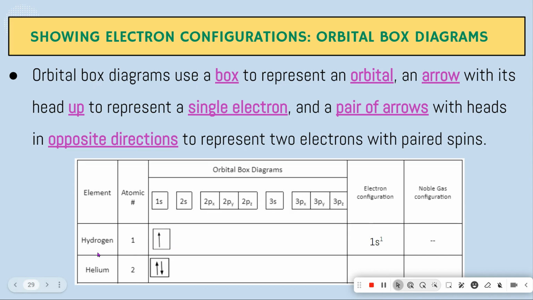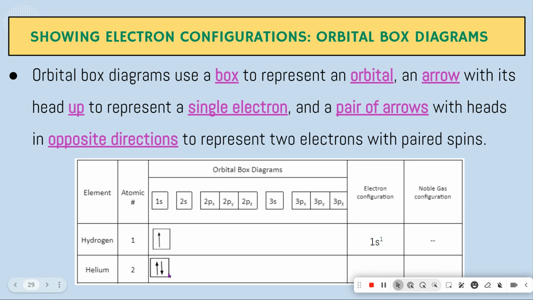Okay, so for example, the first element on the periodic table is hydrogen. Its atomic number is 1, so it's got 1 electron. So we would start with the 1s orbital, and we would put 1 arrow in it. Now, we're going to write an electron configuration. That's an easier way to represent the electrons than drawing these orbital diagrams all the time. All right, so we would represent hydrogen as 1, energy level 1, an s subshell that contains 1 electron.